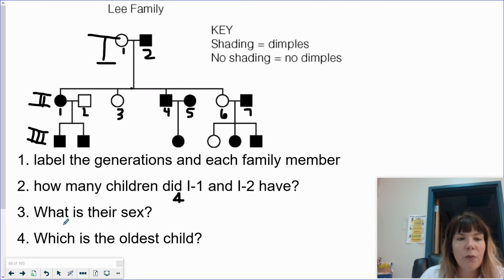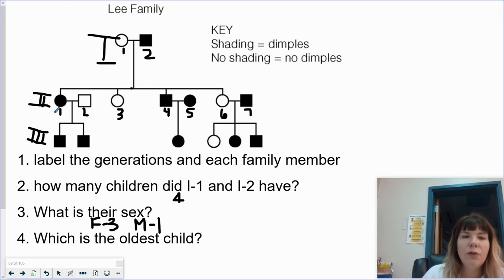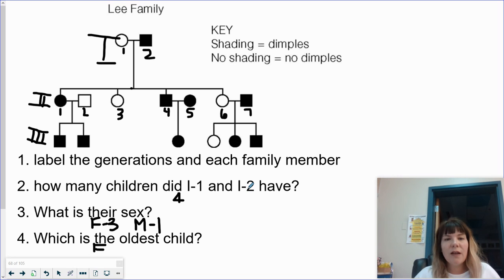What was the sex of each of their children? They had a daughter, circle, square, circle. So they had female, they had 3 of them, and males, they had 1. And again, the oldest child starts on the left side, reading right. So left would be the oldest child, which is a female. Okay, so that's kind of the simpler way of reading these.